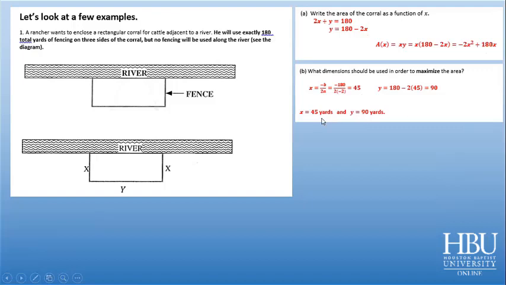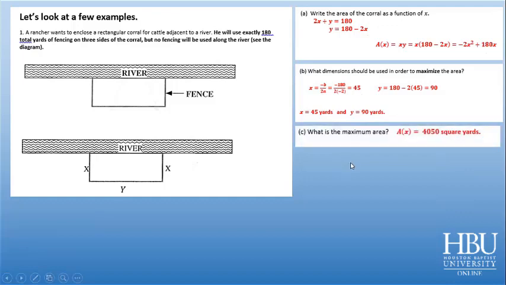So I want x to be 45 yards and y to be 90 yards in order to maximize the area of the corral when I can use only 180 total yards of fencing. If you want to know what is the maximum area, you just substitute 45 for the x into the function for the area. Or alternatively, since we know the area is x times y, and we've already found that y is 90, 45 times 90 would give me 4,050 square yards for the maximum area.